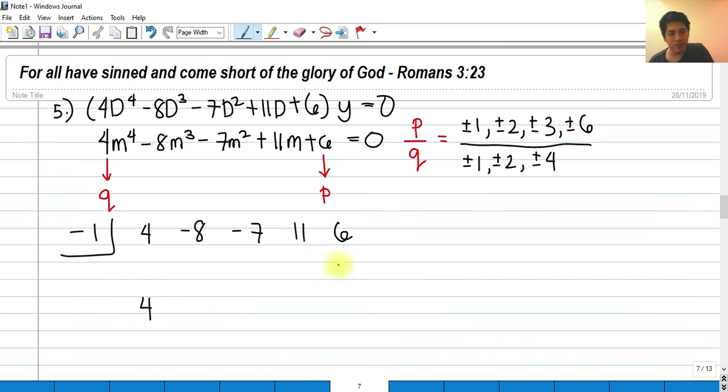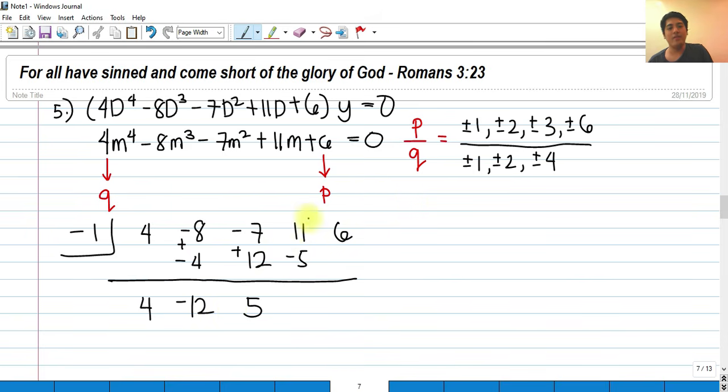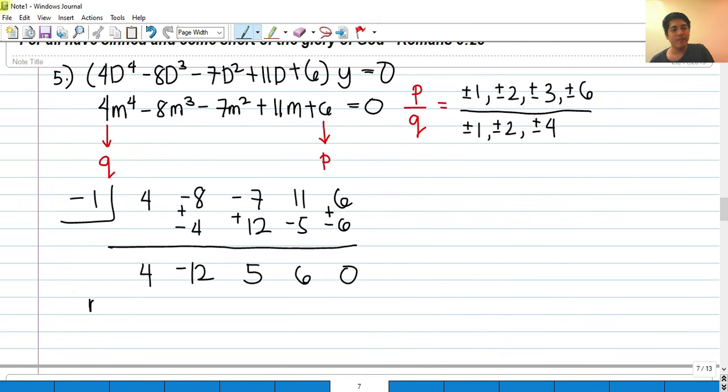Bring down the first one, and then multiply this by this. That should be -4, and add this to -8, we get -12. -12 times -1 is 12. -7 plus 12 is actually 5. 5 times -1 is -5. So 11 plus -5 is 6. 6 times -1 is -6. So 6 plus -6 should be 0. Therefore, m sub 1 is equals to -1. That's a root. So this is the reduced polynomial.